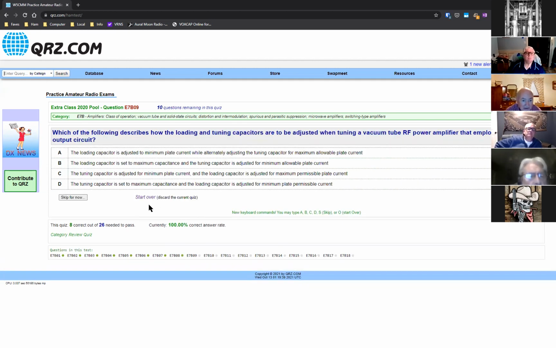Which of the following describes how the loading and tuning capacitors are to be adjusted when tuning a vacuum tube RF power amplifier that employs a pi network output circuit? C. Yeah, C.